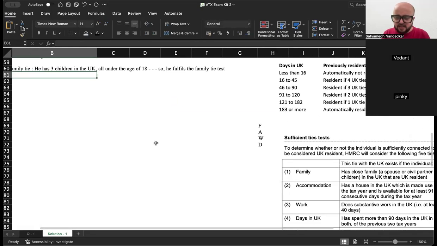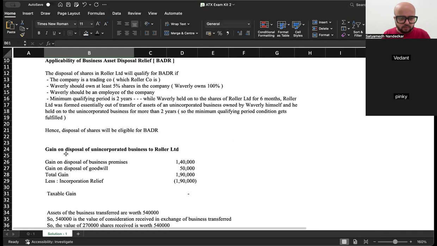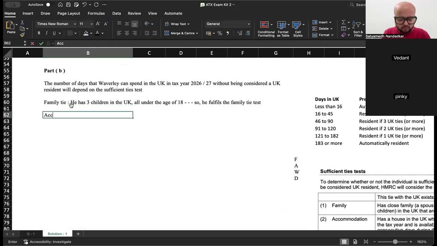ठीक है. Second test है accommodation. Has a house in the UK which is made use of during the tax year and is available for at least 91 days. Do you think he has a house in the UK? No, because he's leaving the country, right? Accommodation. Does not have a house in the United Kingdom in tax year 26-27. वो तो बोरिया बिस्तर बांध के चला गया, right?